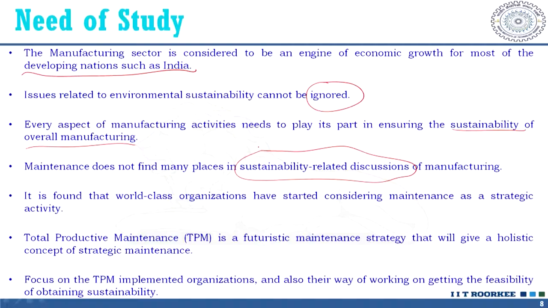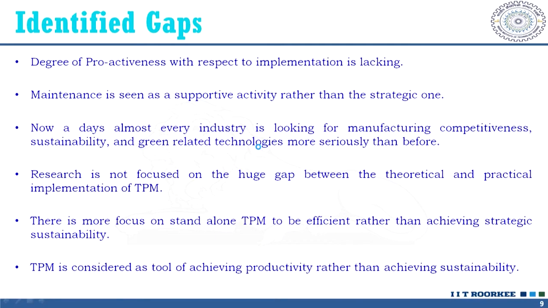TPM is a futuristic maintenance strategy that gives a holistic concept of strategic maintenance, and by this way of working you can get the feasibility of obtaining sustainability. Then there are some gaps in the literature and past research. The degree of proactiveness regarding maintenance and the implementation of maintenance is lacking. Maintenance is always seen as a supportive activity rather than a strategic one.